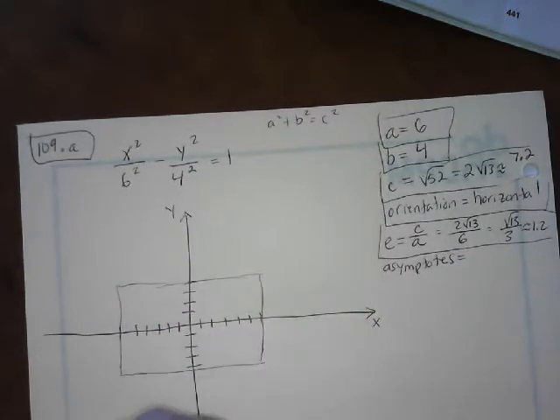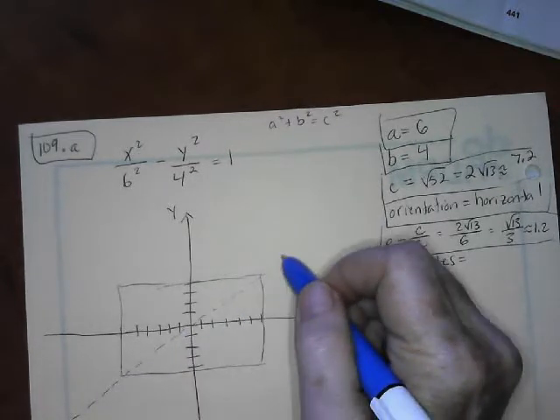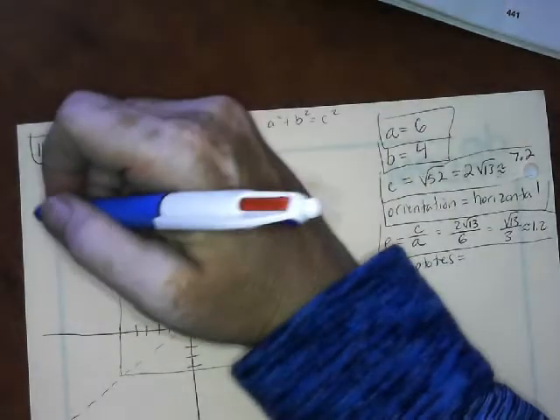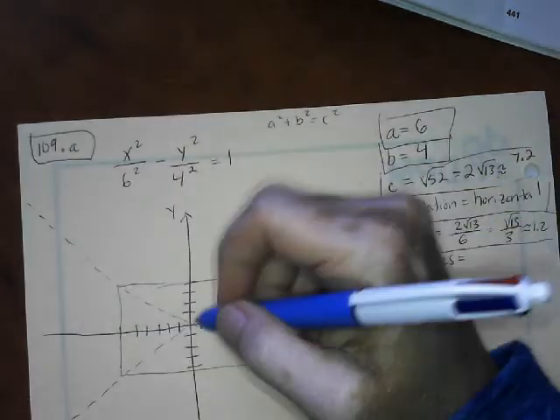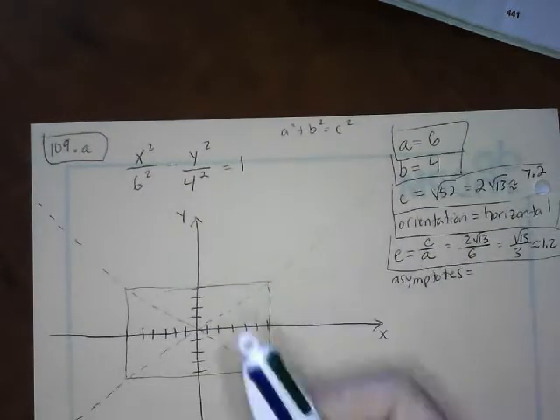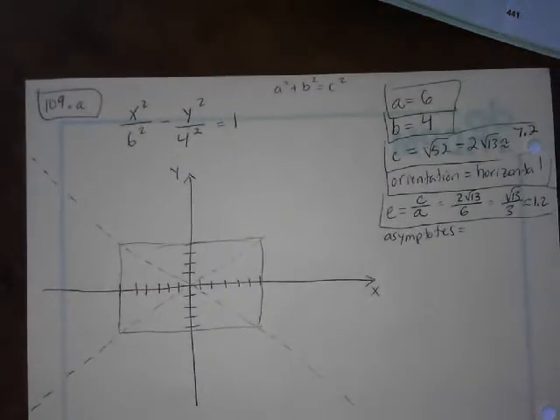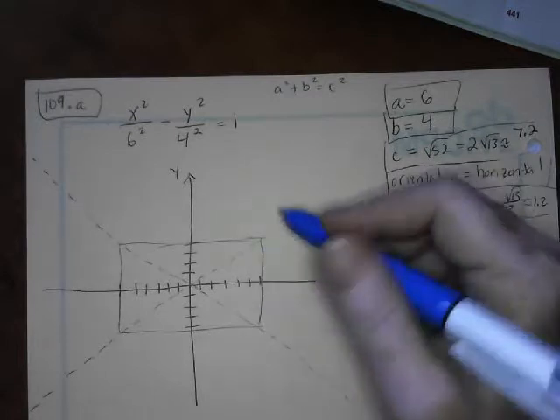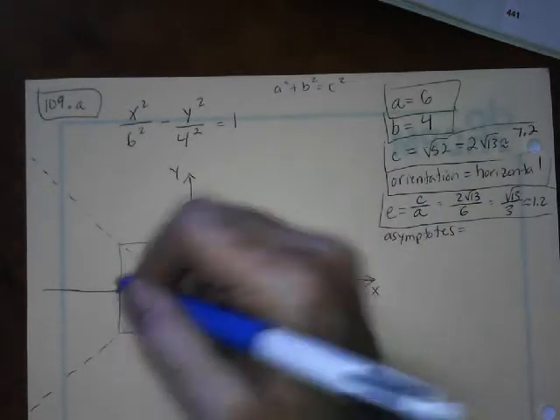Then you draw these diagonal lines that go through the corners of the box. They should also go through the center. Those are your asymptotes. So the graph, I know you can't tell colors apart on these videos, but the graph, I'm going to make it in blue. If you can tell, there's a vertex and another vertex. They're the vertices.